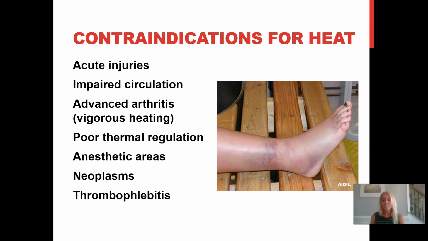Neoplasms are a cancerous area, and so we don't want to put heat over any area where there is known cancer. Again, vasodilation, we're going to increase blood flow to the area. That's going to have to go somewhere, and so we don't want to potentially spread that anywhere else. Thrombophlebitis is a blood clot. So again, we don't want to vasodilate that area, allow that blood clot to now travel freely and then potentially travel somewhere really important like the lungs, the heart, or the brain. So if the patient has known blood clots, we are not going to really do much of anything with them, but we're certainly not going to put any heat on them either.